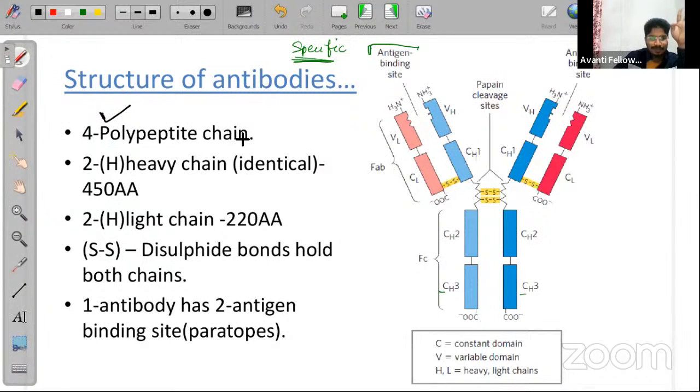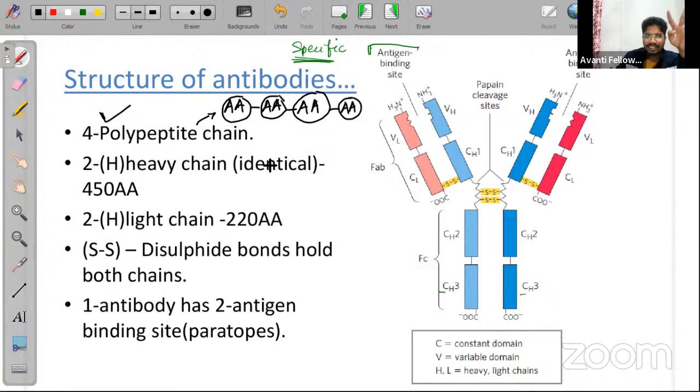4 polypeptide chains, in the sense that antibodies are glycoproteins, formed of amino acids, and different amino acids are linked together by peptide bonds. That's why many peptide bonds will be there. बहुत सारे amino acid आपस में join किए रहेंगे peptide bond की मदद से, and because of that, it is a polypeptide, a chain-like structure. So it is made up of 4 polypeptide chains.